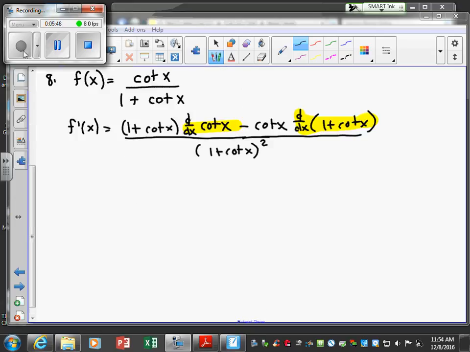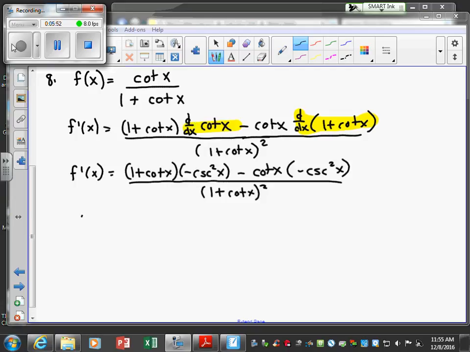Okay, so that's the setup. We're going to do the derivatives here and here. Okay, so that's what we should have here. We're going to distribute this out and simplify the top, the numerator.